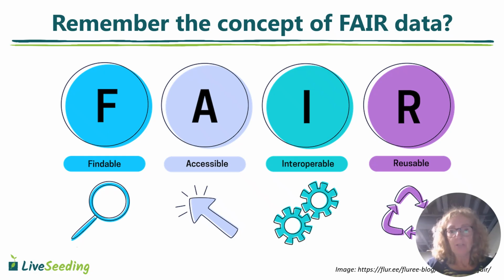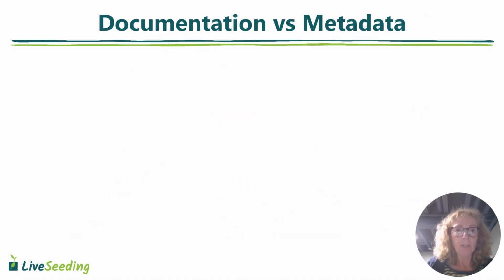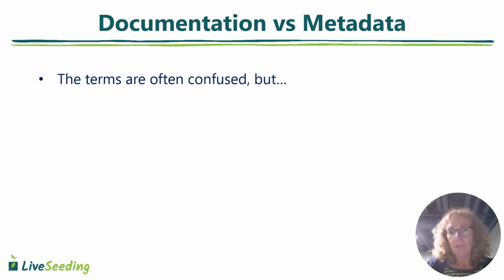And really, our data management plan that we talked about in the last unit is all about how we can manage our data to meet those four principles of FAIR data. Likewise, the metadata and data documentation that we're going to talk about now are parts of the tools or components that you need when managing data to ensure that it's FAIR. So, documentation versus metadata. The two terms are often confused, but they're not the same thing.